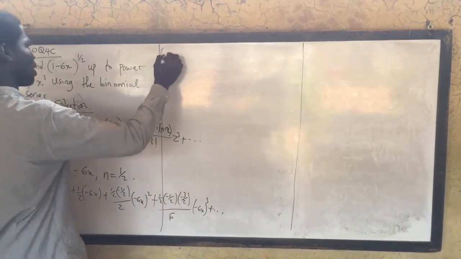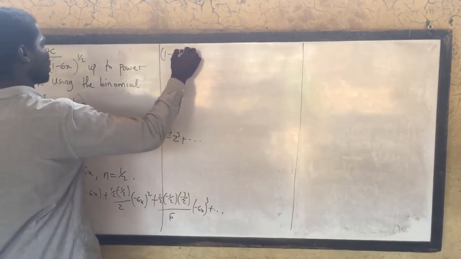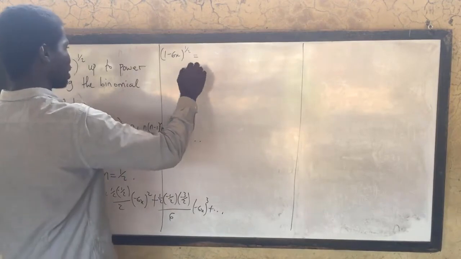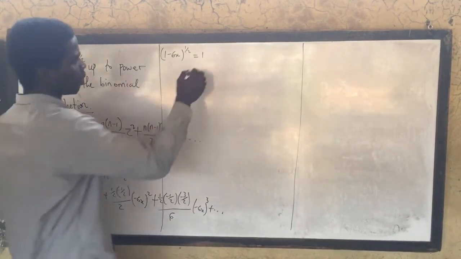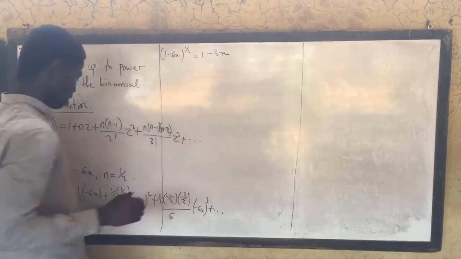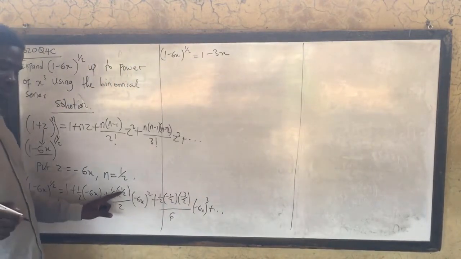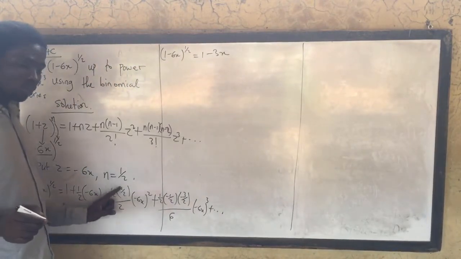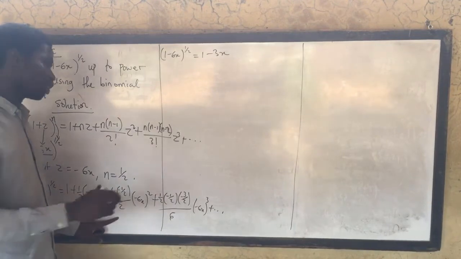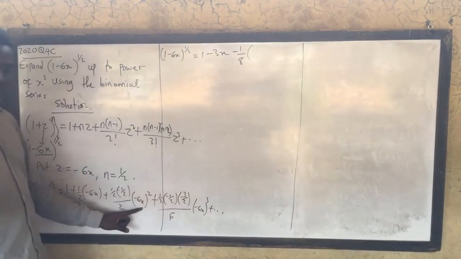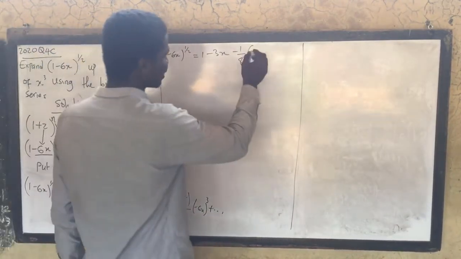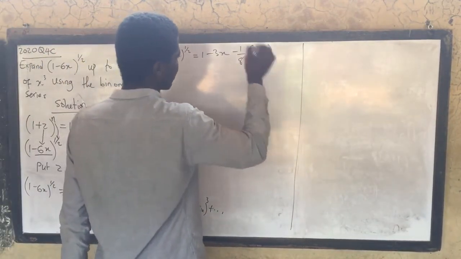So that means that 1 minus 6x raised to power 1 over 2 is equal to 1, 1 over 2 times minus 6x, that's minus 3x. This one is minus 1 over 4. The numerator is minus 1 over 4 divided by 2. Use your calculator, you will get minus 1 over 8. Now, minus 6x all squared will give me 36x squared.